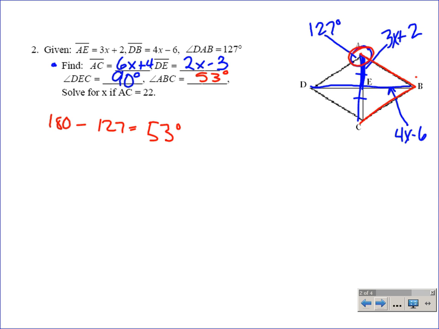Okay, now it says, hey, solve for x if AC equals 22. So we know that AC equals 6x plus 4. That's what it says right here. Okay, and now it tells us that it also equals 22. So now we just have an algebraic expression that we're solving for. So I'm using this information right here that says AC equals 6x plus 4. It then tells me that AC is also 22, so I'm just going to set those two equal to each other. How do I solve for x?